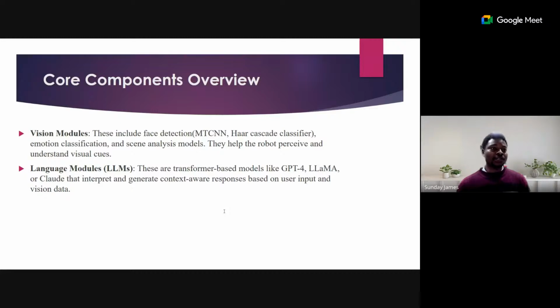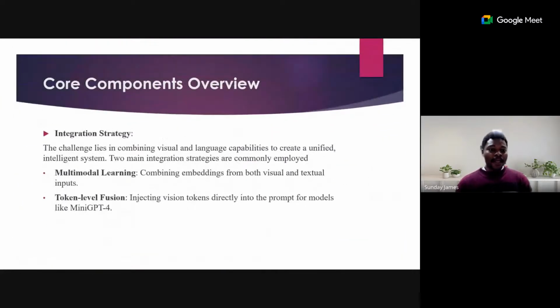Now, these models are trained on large data. With this large data, we're able to get meaningful interaction based on our user prompts to that particular model. Now, how do we interface these large language models and visual models to create meaningful insight on a particular data? Now we look at the integration strategy.